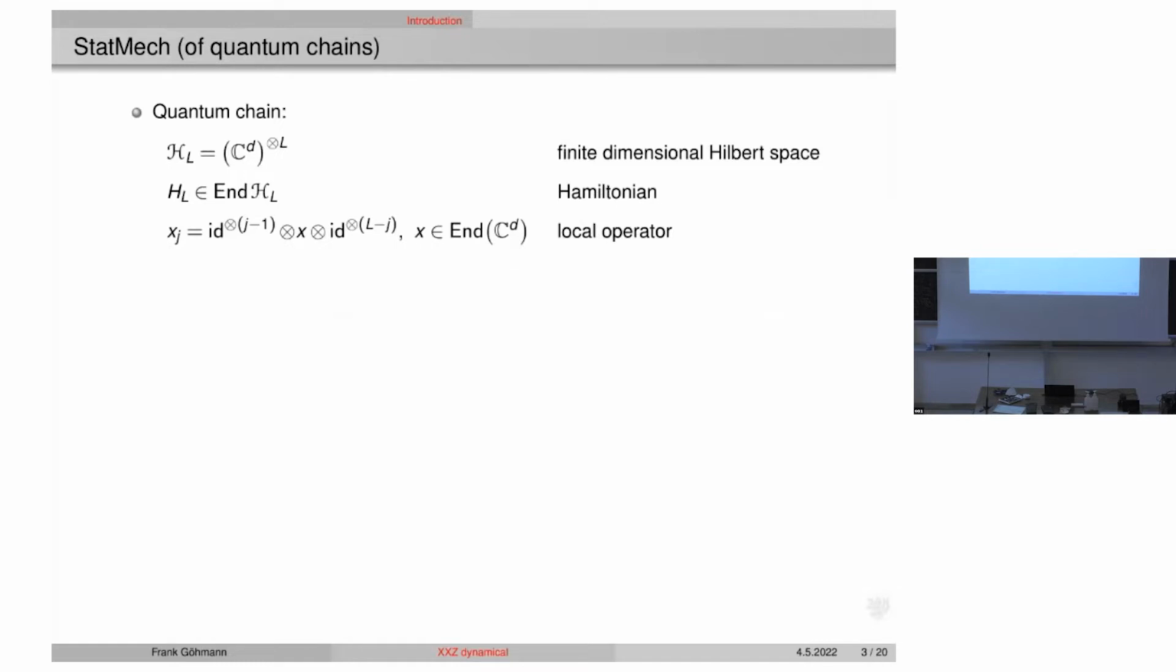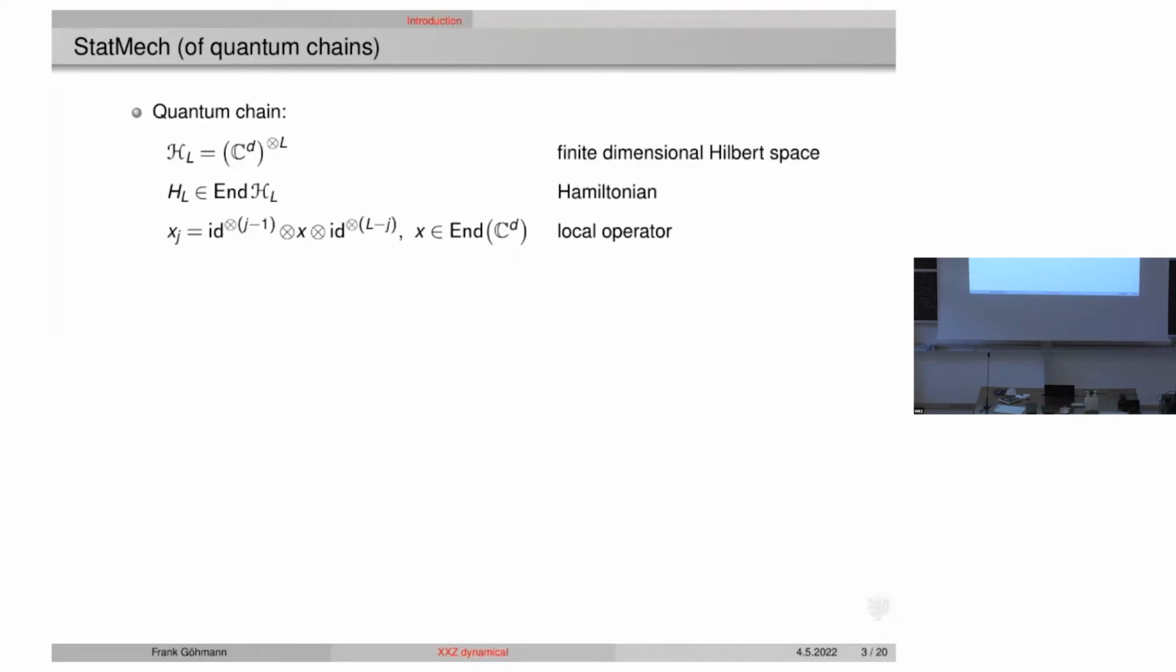So this is for the people who are not in the field, and I think there are quite many. I am doing statistical mechanics of quantum chains. A quantum chain is something like a fully regularized quantum field theory. So everything is finite. You have a finite lattice and a finite Hilbert space.